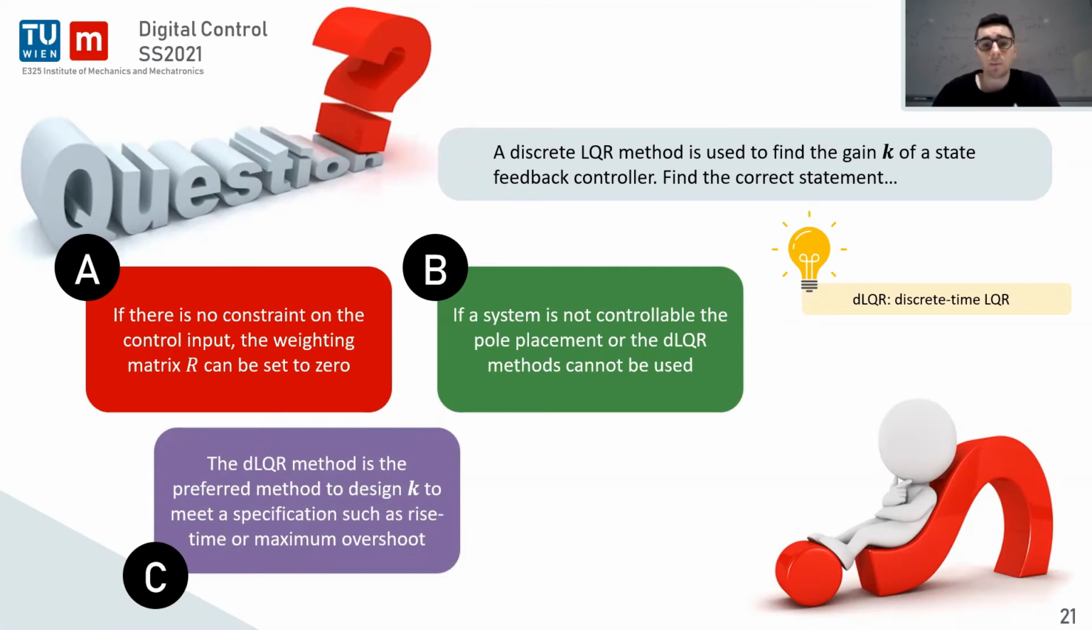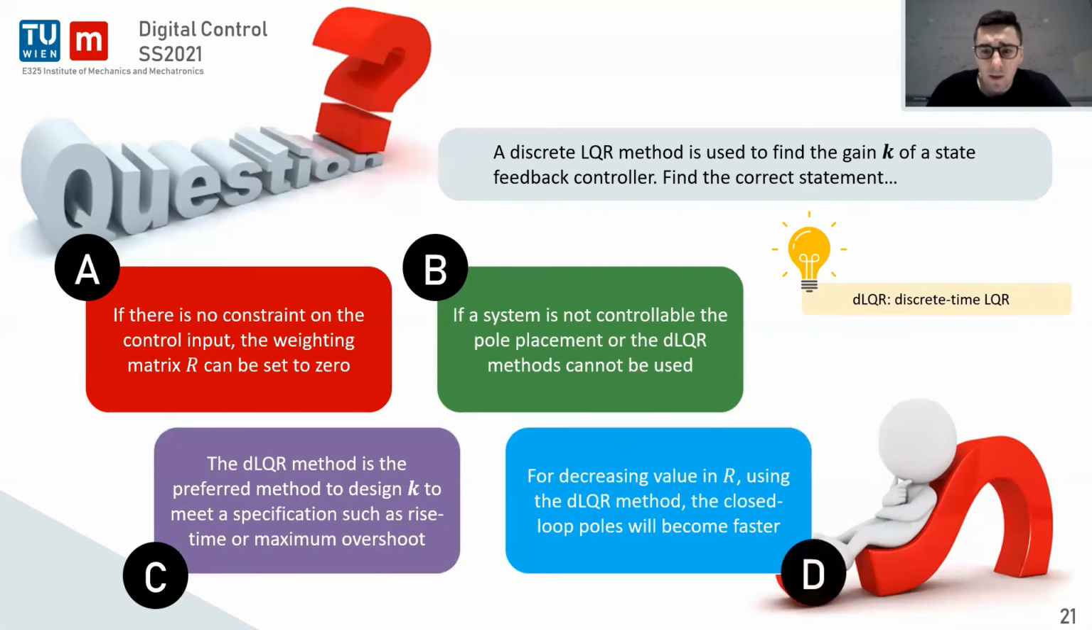So if I give you, for example, in an exam, a system, and I want to have a rise time of 10 seconds and a maximum overshoot of 10%, do you think that it's better to use dLQR over pole placement, for example? And the last statement is that for decreasing values of R, if it's single input, using the dLQR method, the closed loop poles will become faster.